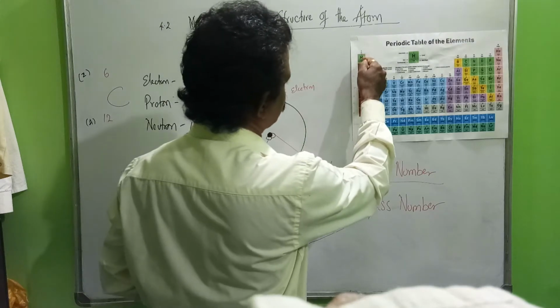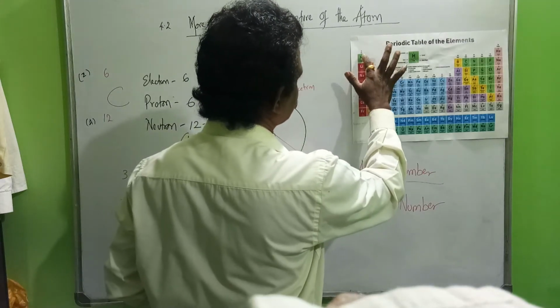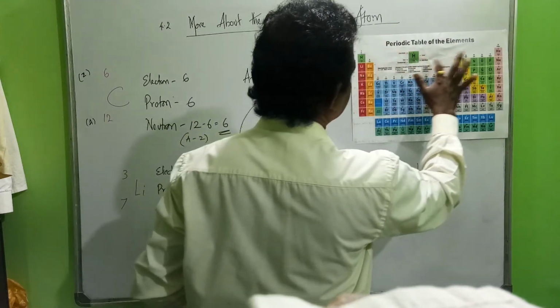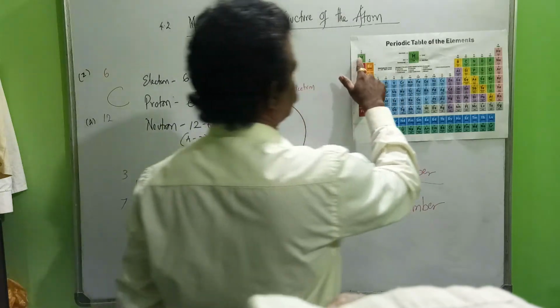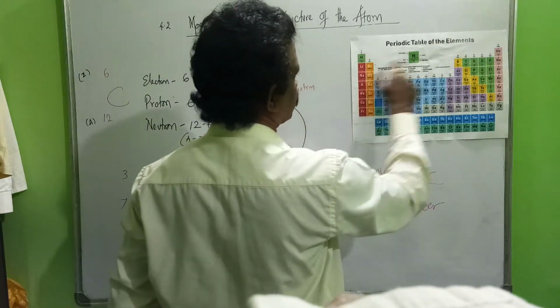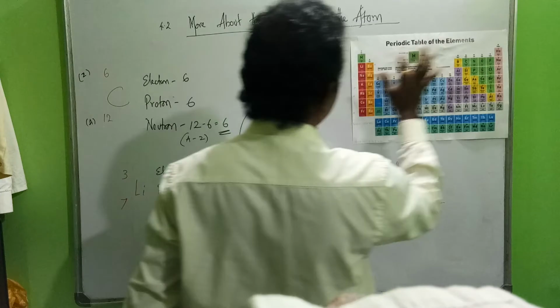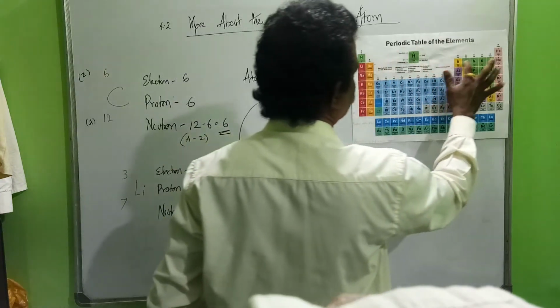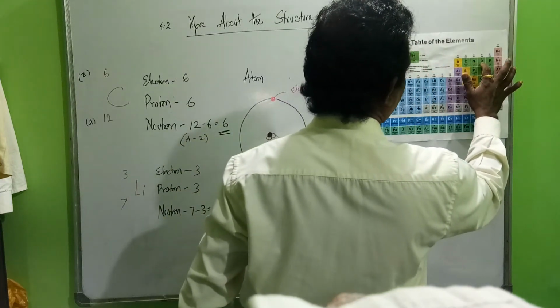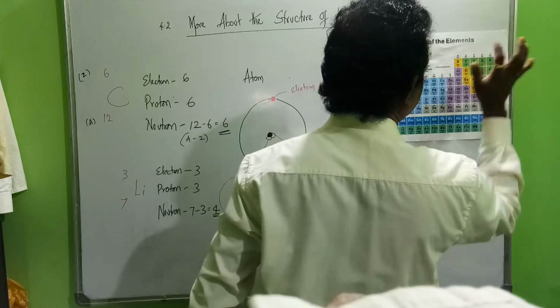Now, if you see in the periodic table, the atomic number increases. Correct. Hydrogen is 1. Next one is lithium. After hydrogen, helium. After helium, lithium, beryllium, boron, carbon, nitrogen, oxygen, fluorine and neon.